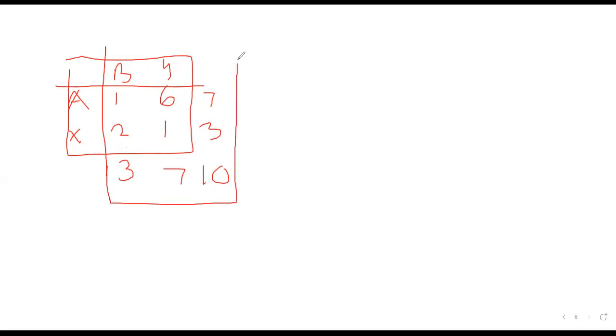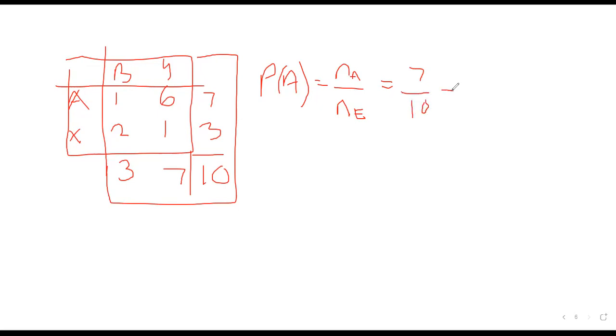So after getting the total for each of them, we are now going to calculate the probability of each of them. What's the probability of A? It is the number that A has over the total events. The total for A is 7, so we put a 7 over the total events, 10. So here we get 0.7.